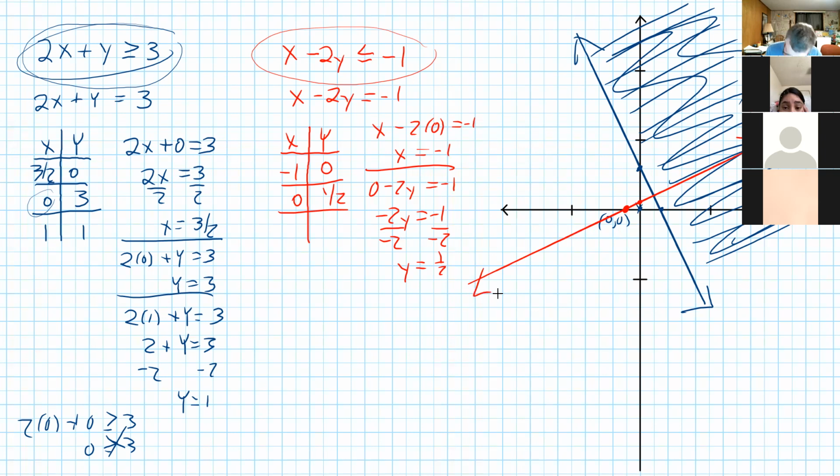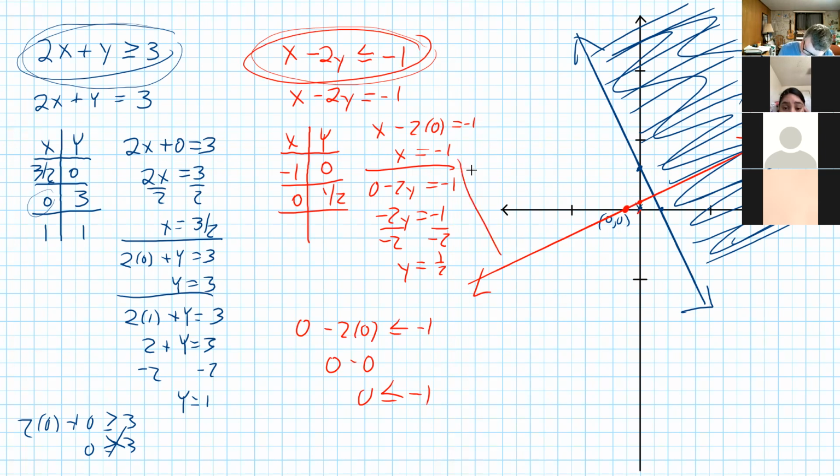Also, I can use 0, 0 as a test point right there. So let's see what happens when we put 0, 0 into that. 0 minus 2 times 0 less than or equal to -1. 0 minus 0. Is 0 less than or equal to -1? No, 0 is greater than -1. So again, that test point fails, which means we're going to shade above the red line.